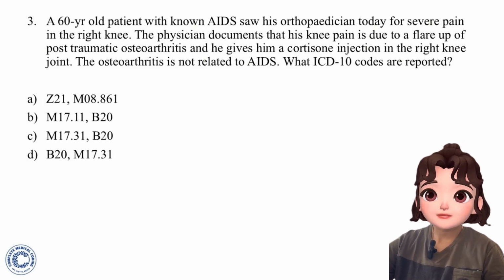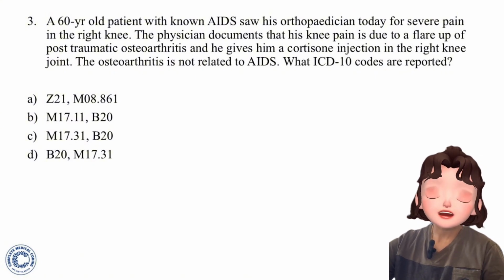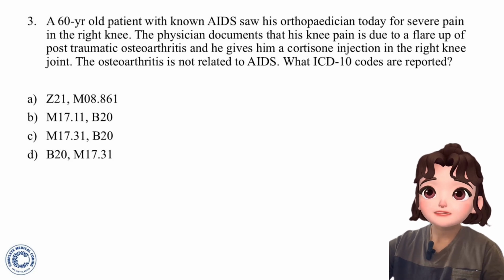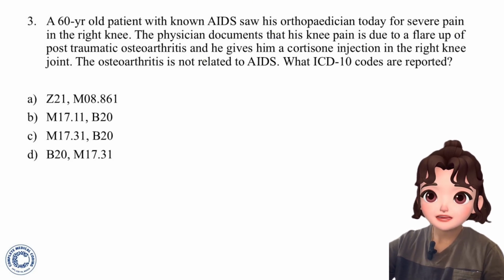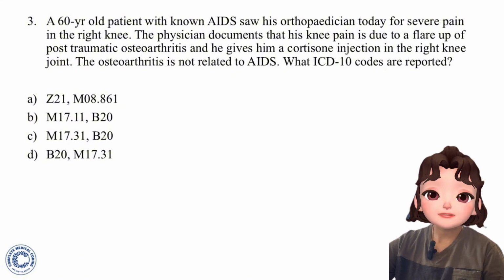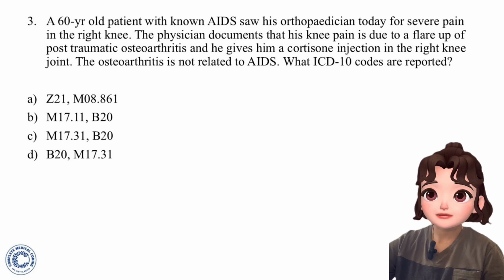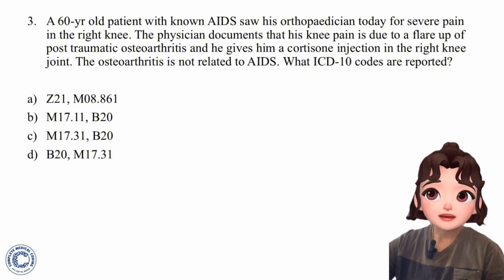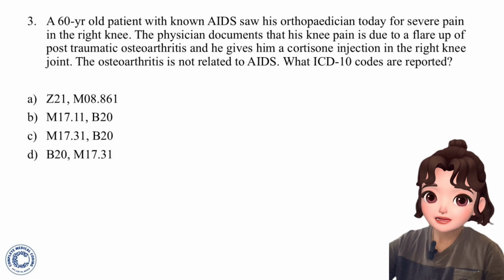Now go to option B, M17.11. What is M17.11? Unilateral primary osteoarthritis, right knee. And B20 means HIV disease, a known case of HIV disease. This is osteoarthritis, but not primary osteoarthritis. This is post-traumatic osteoarthritis. So that code is also incorrect.